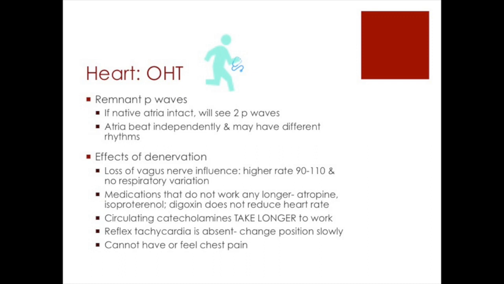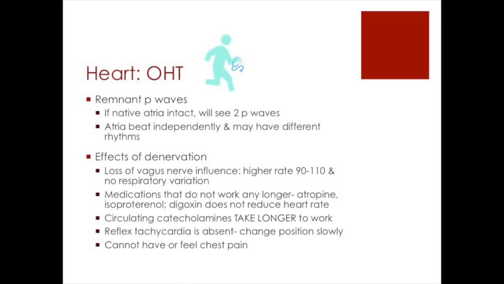Do you remember what the vagus nerve does to the heart? It slows it down. So these patients are going to have a higher heart rate, from 90 to 110, and that would be normal for them. Plus, you won't see any respiratory variation in their EKG strip. For that same reason, atropine and isoproterenol will no longer work on this transplanted heart. Digoxin works, but not to reduce the heart rate, only to increase the strength of contraction. Circulating catecholamines will work on the donor heart, but it takes longer to work than usual sympathetic stimulation.